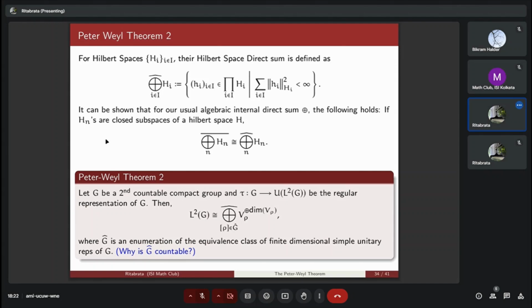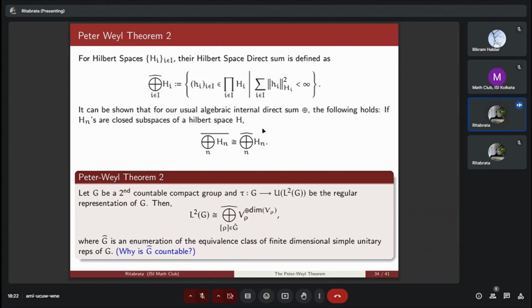They are isomorphic. They cannot be equal because one is a subspace of H, while the other is induced from the product. They are isomorphic; it can be proven. So with this, we have the background to state the second Peter-Weyl theorem and prove it.